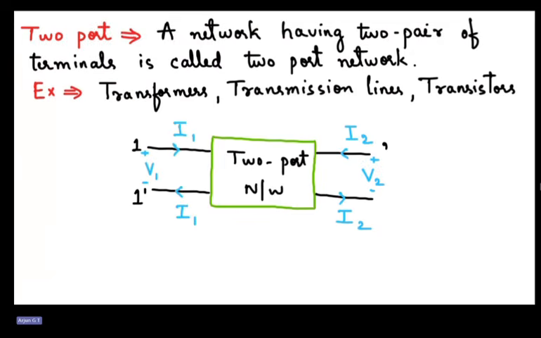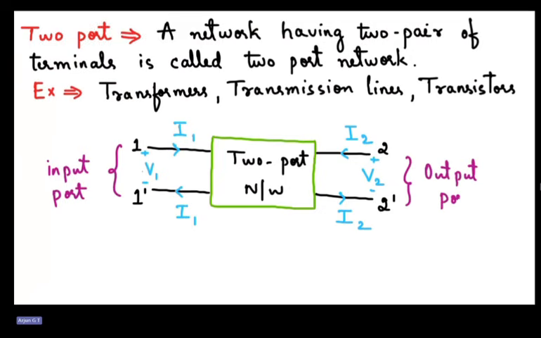The general representation of a two port network is this: a black box, and we have input variables, that is V1 and I1, and also at the output side V2 and I2. At the input side we will represent 1 and 1 dash, at the output side 2 and 2 dash. This input port we will call V1 and I1, and at the output side V2 and I2. This is the general representation of a two port network.